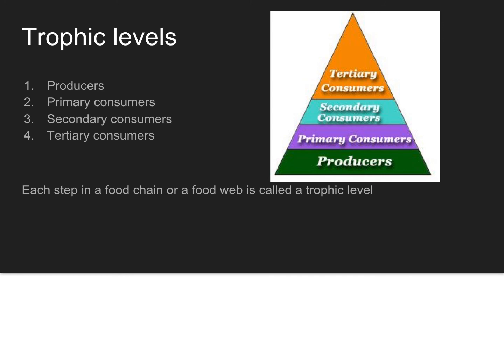We have 3 different levels of consumers. So the first ones at the bottom level are going to be called our primary. So those are just eating the producers. Our secondary consumers are going to eat some of the primary consumers, and could eat some of the producers also. And then our tertiary are going to be at the top of the pyramid. These are the ones that eat pretty much everything below it.